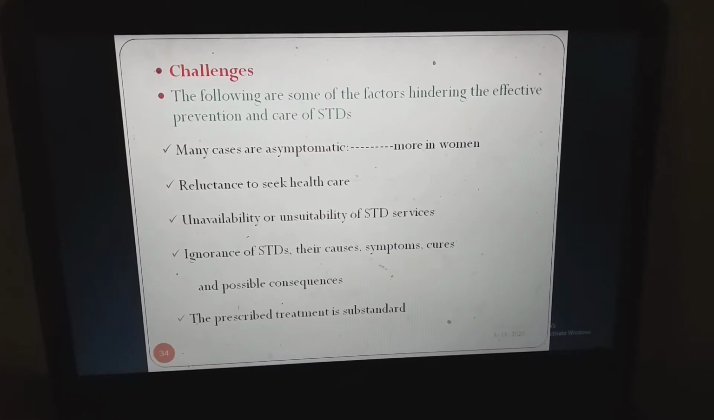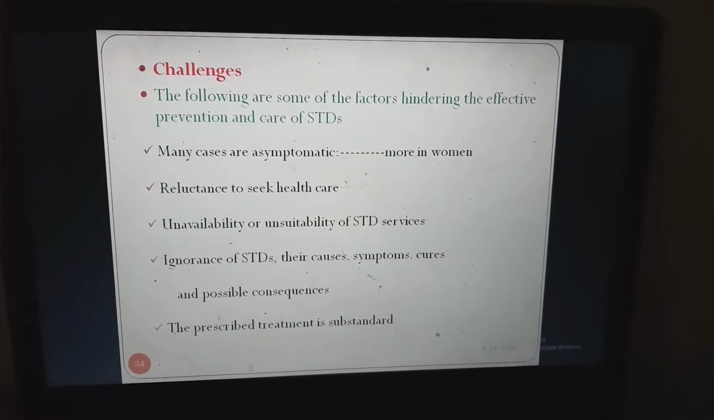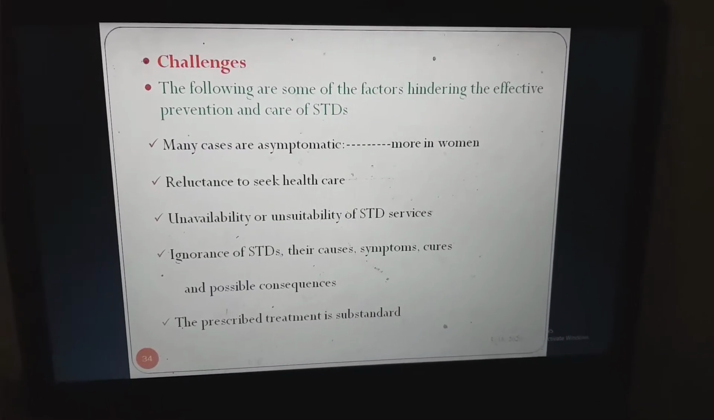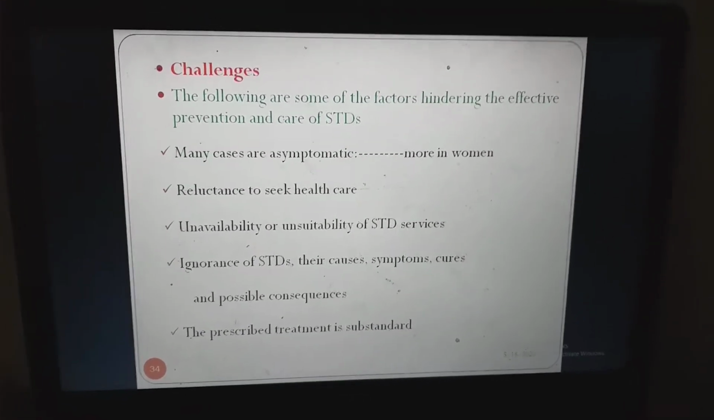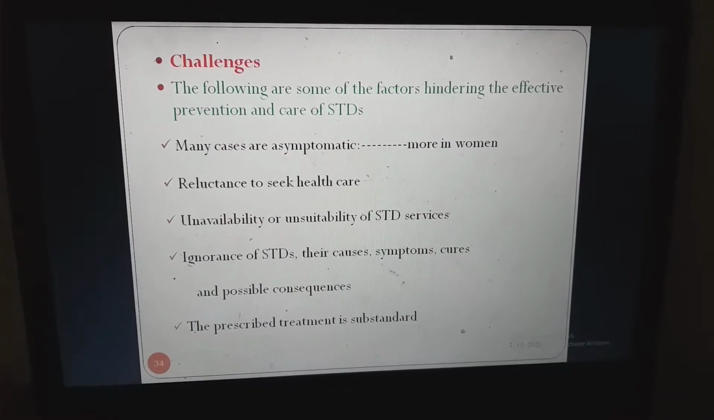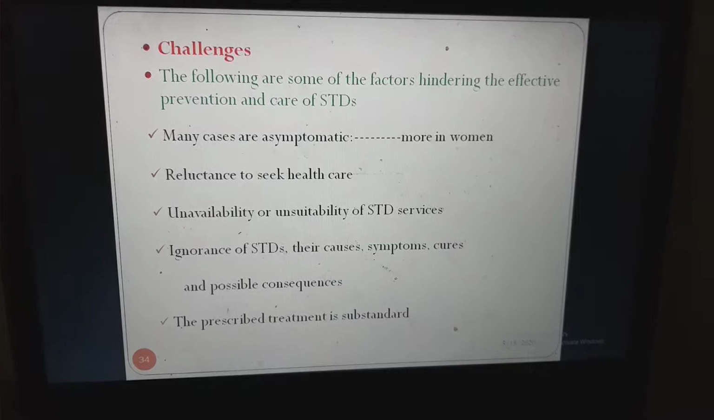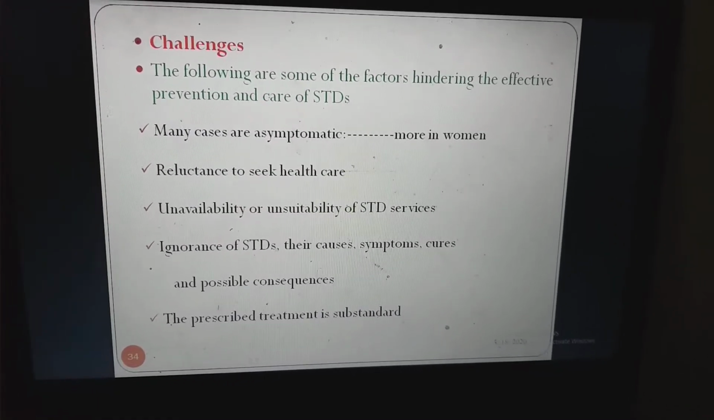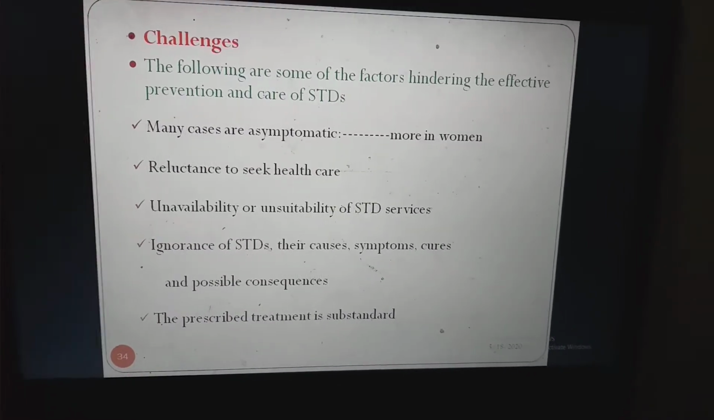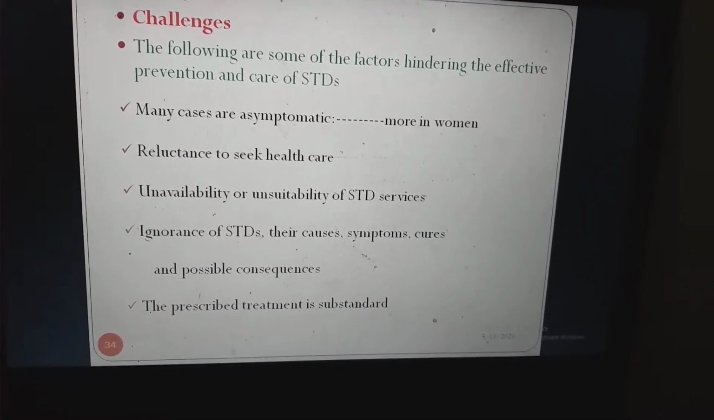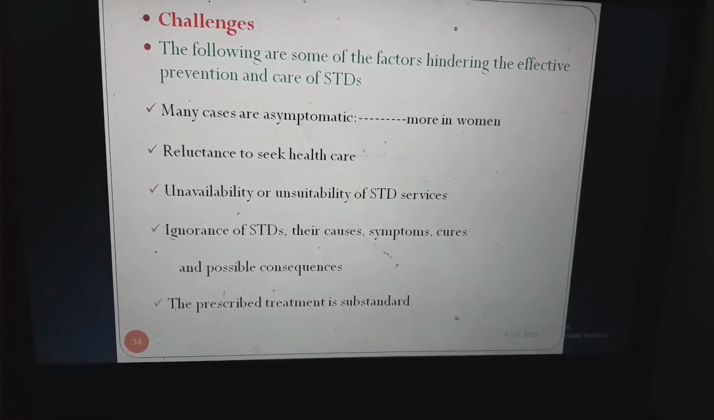What are the challenges? The following are some of the factors hindering effective prevention and care of sexually transmitted infections. What are these hindering factors or obstacles? Many cases are asymptomatic, more so in women. That's why they come to your health center or hospital only after it is complicated. So it is asymptomatic. They don't know whether they are infected or not. That's why it is very challenging.